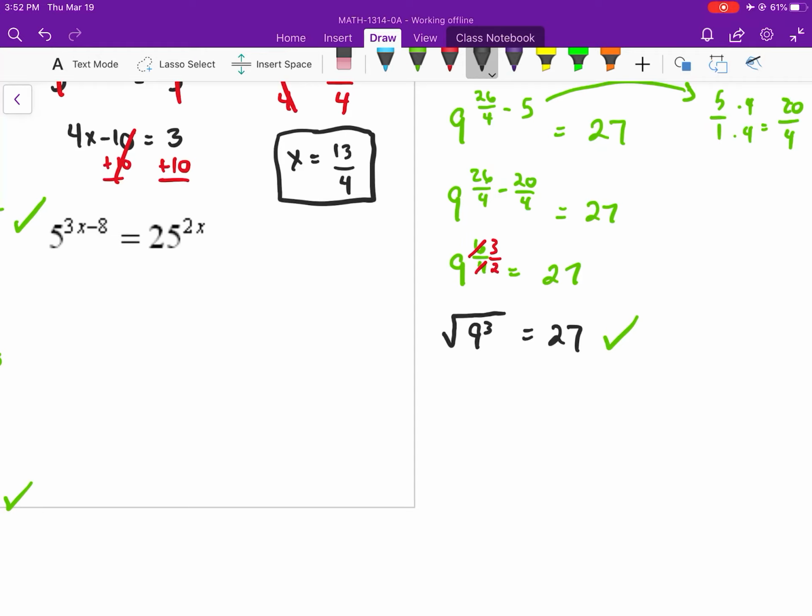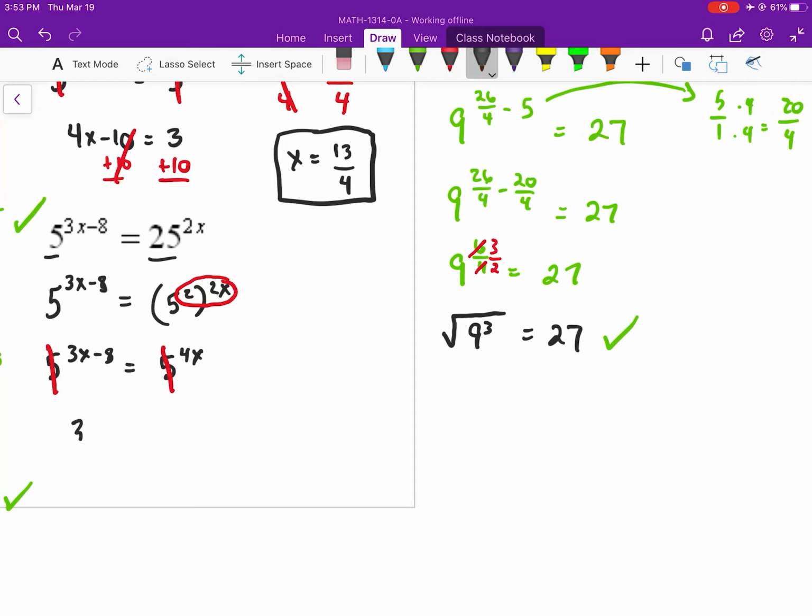Alright, one more, guys. One more. So we have 5 to the power of 3x minus 8 equals 25 to the 2x. My common base looks like it would be 5. So 5 to the power of 3x minus 8 equals 5 squared to the power of 2x. And don't forget to combine these. So 2 times 2x, I believe, gives us 4x.